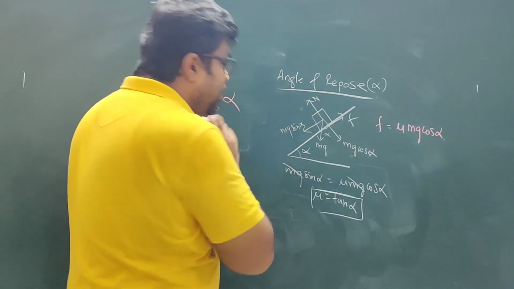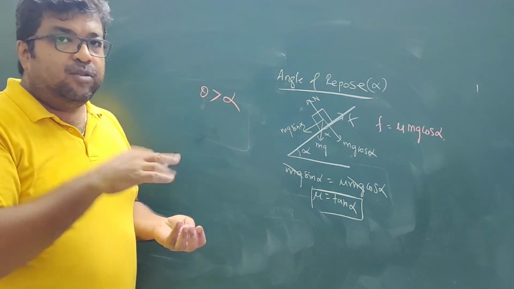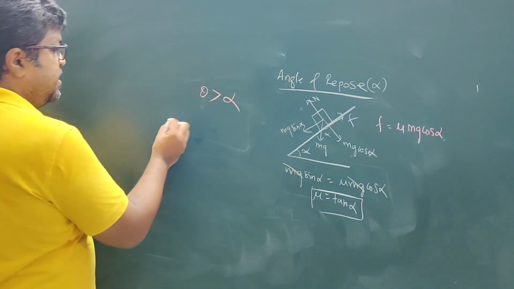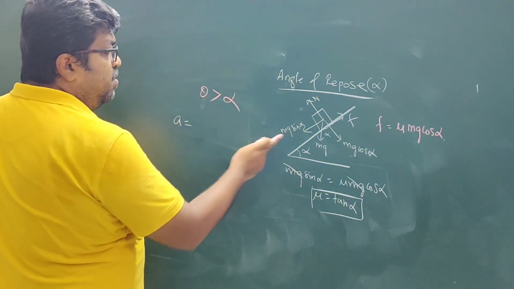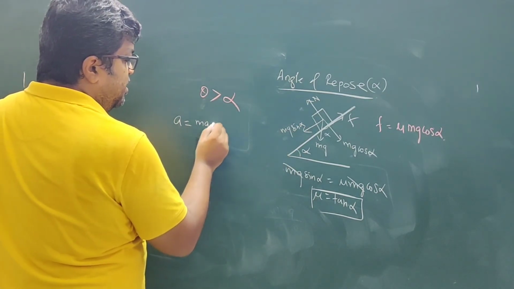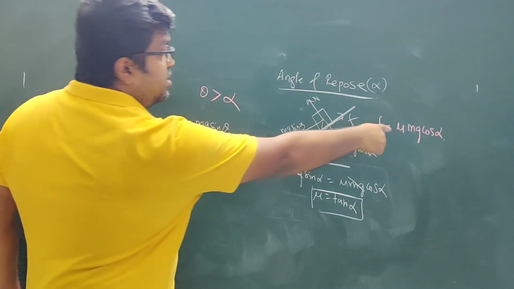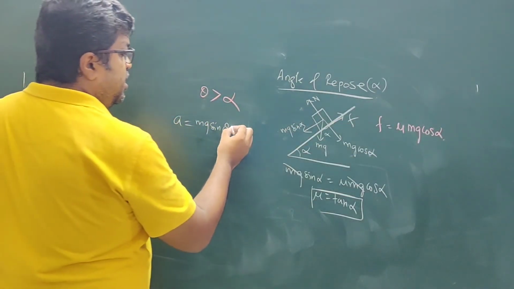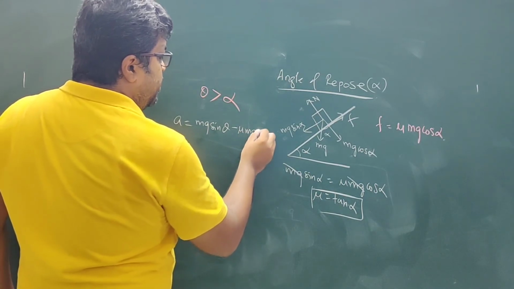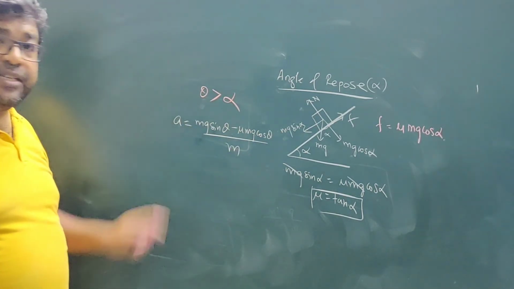Suppose this theta is the angle of inclination of this inclined plane and theta is greater than alpha. So the block is coming down. In that case, what will be the acceleration of the block? See, downward force is mg sin theta and upward force is the friction force, mu mg cos theta. The net force divided by mass is the acceleration.